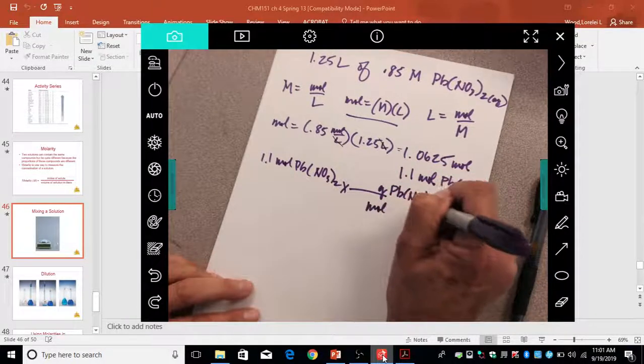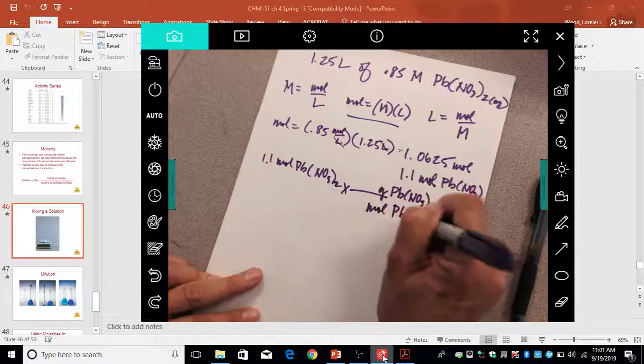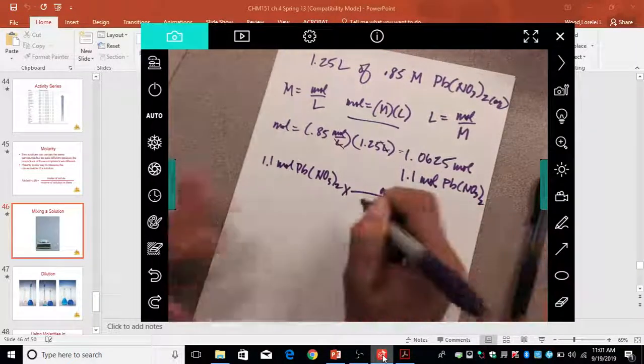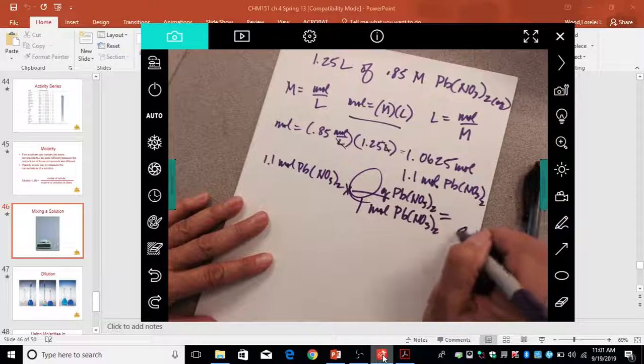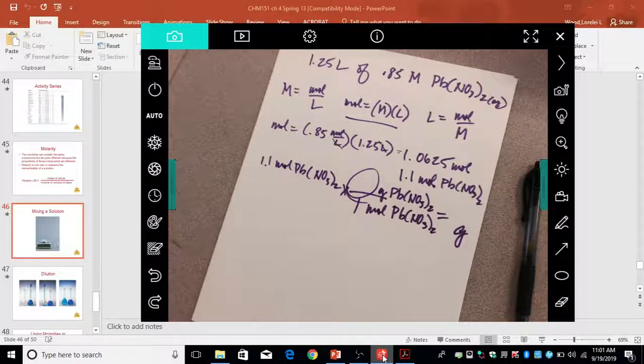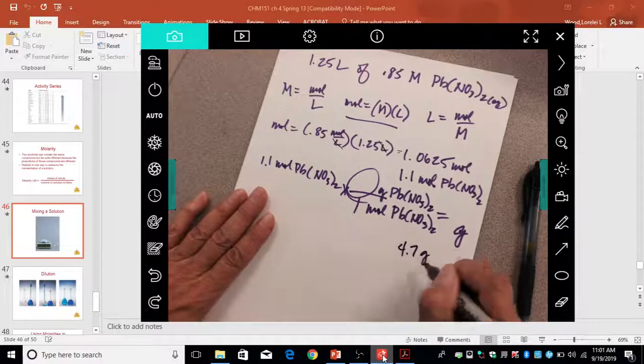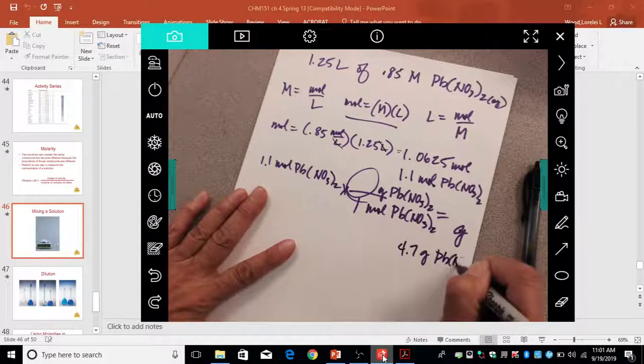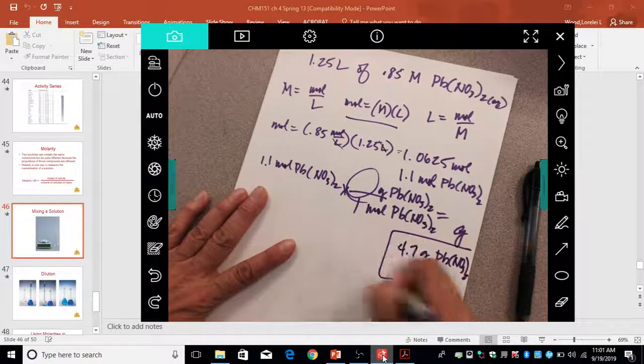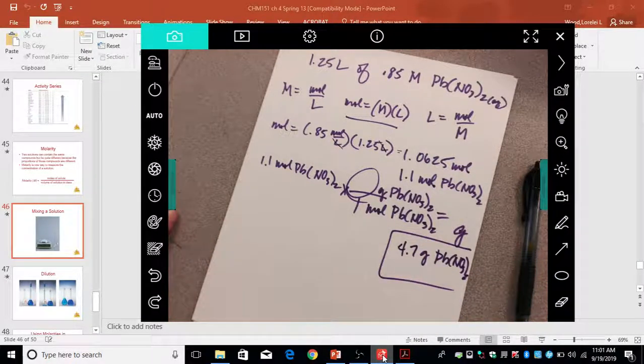Where do I get these numbers? Periodic table. Molar mass on the periodic table, whatever that molar mass is, it really doesn't matter what that number is, it gives me grams. Okay. So then, I got that grams, how am I actually gonna go in the lab and make the solution? I don't know what the number is, but let's just say we came up with a number like 4.7 grams of lead nitrate I need. What am I gonna do with that 4.7 grams of lead nitrate? Put in 1.25 liters of water.